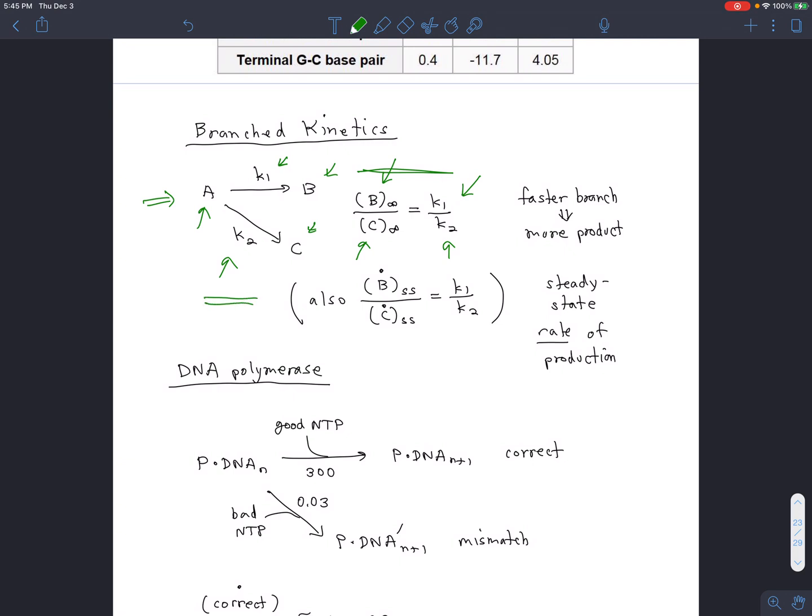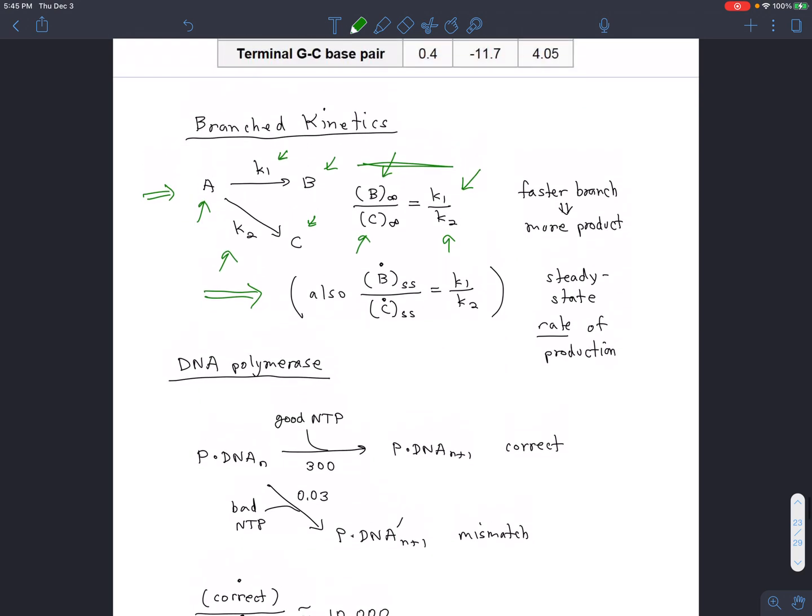I didn't say it at the time. In fact, I've never said it before this, but let me point out that this is also true for the rate of production at steady state. In other words, you don't have to consider a situation where you're using up all of the reactant. You can just consider a situation where you're putting in new reactant all the time and creating new product all the time in a steady state situation, a sort of fuel cell situation. And then the rate of production of B over the rate of production of C also is equal to the ratio of the rate constants. If K1 is 10 times faster, you'll produce B 10 times faster than you produce C.